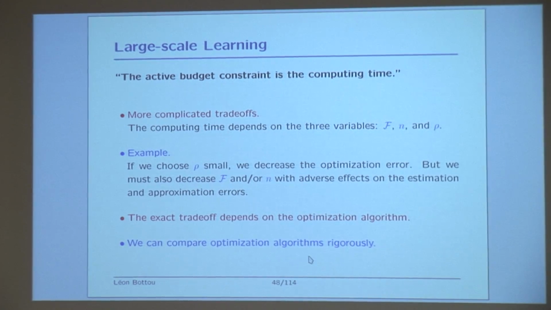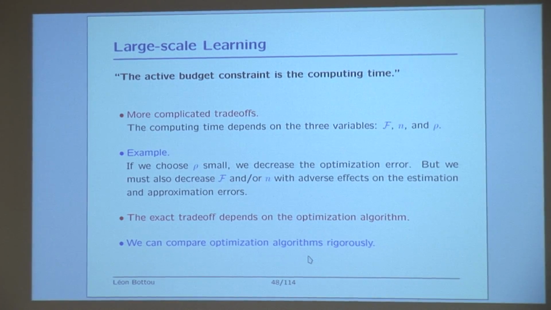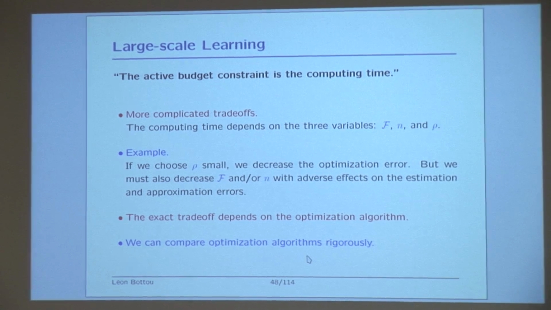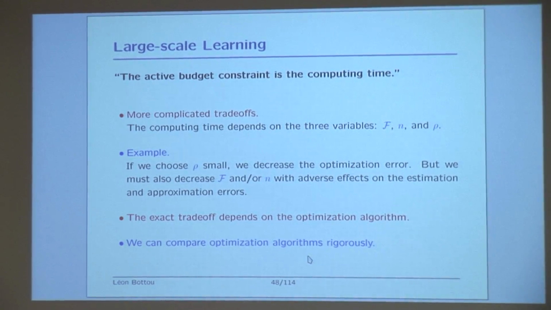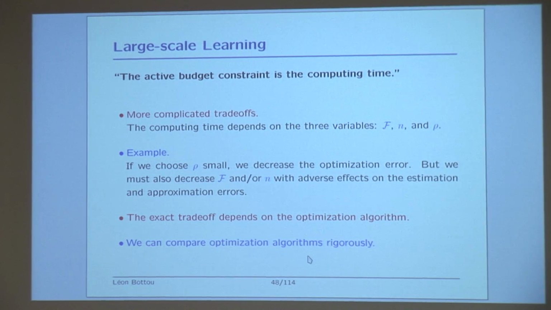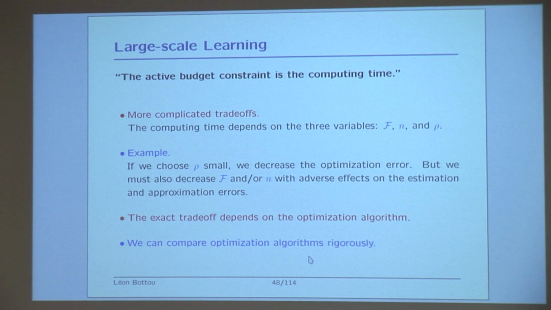So in the large-scale case, it's more difficult. Now, if the active budget constraint is the computing time, the trade-offs are more complicated. For instance, if I decide to optimize more, to choose rho smaller, I'm using some of my time. Therefore, I cannot see as many examples, or I have to use a simpler model. So the way this trade-off works is that it involves the optimization algorithm.